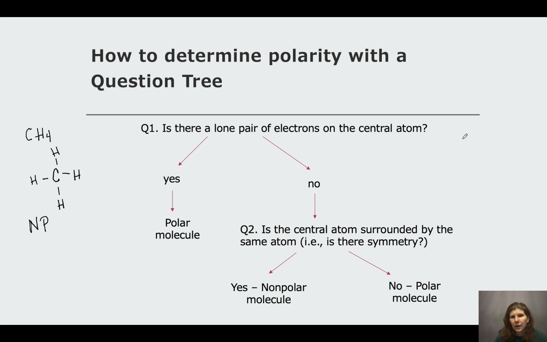Now let's try a different one. NH3, known as ammonia. And that structure would look like this. So once again, we go back to our decision tree and we ask our first question: is there a lone pair of electrons on the central atom? And yes, there is. So right there, since we answered yes to that first question, we're going to go ahead and say that this is a polar molecule. Okay, so that's how you determine the polarity.